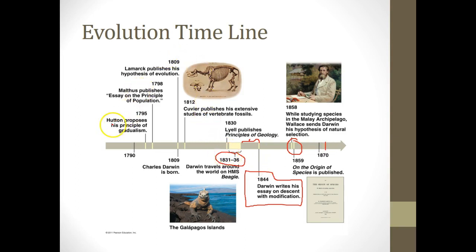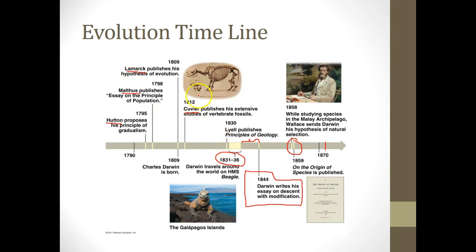But notice that there are people like Hutton, Malthus, Lamarck, Cuvier. All these people played instrumental roles in the development of Darwin's theory. A lot of people give the credit of evolution to Darwin, but these people actually, and notice by this timeline, proposed things before Darwin, but didn't have the full picture of what evolution really was.